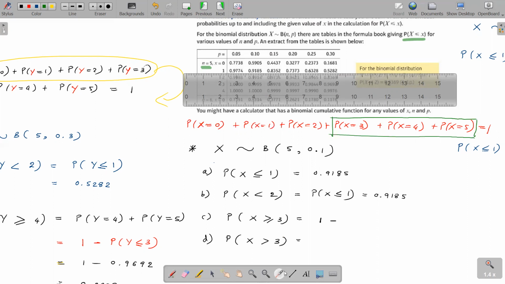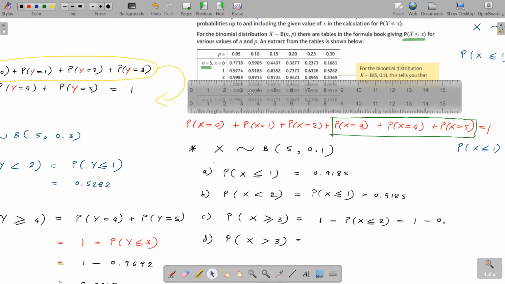So what I should do here is, from 1, I should subtract the probability x is 0, x is 1, and x is 2. Which means I should subtract the probability x is less than or equal to 2. Guys, do you agree? So this is equal to 1 minus the probability x is less than or equal to 2. So go to the row with x equal to 2, where the probability of success is 0.1.